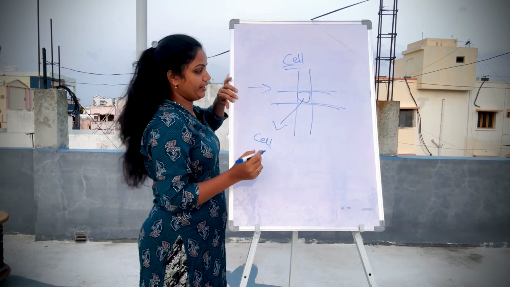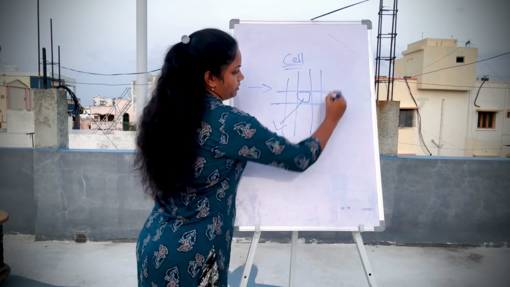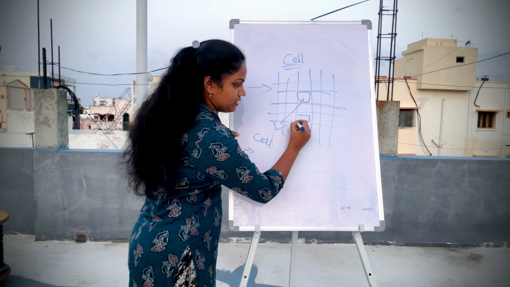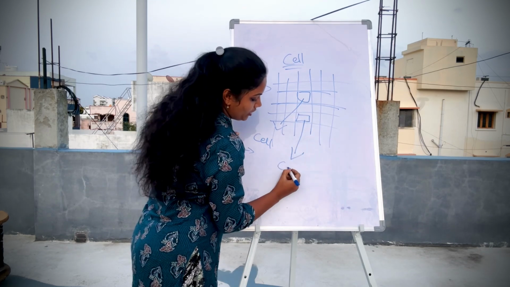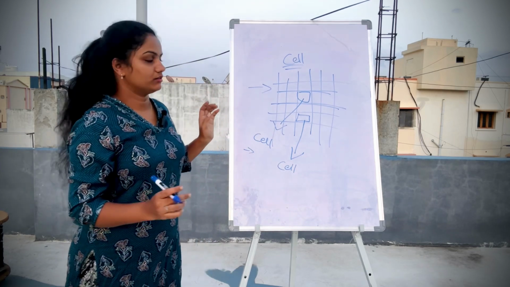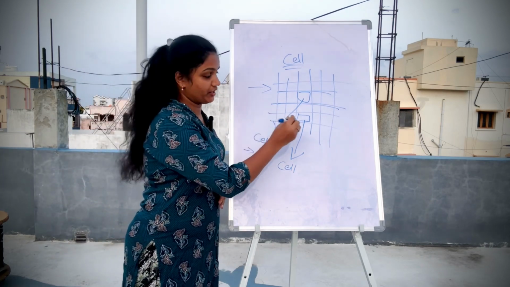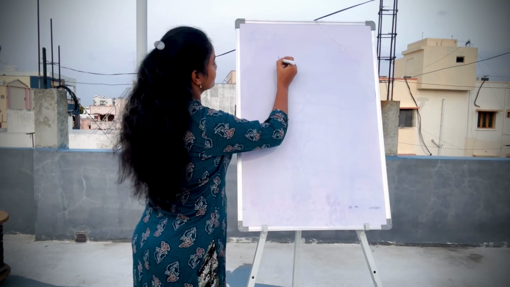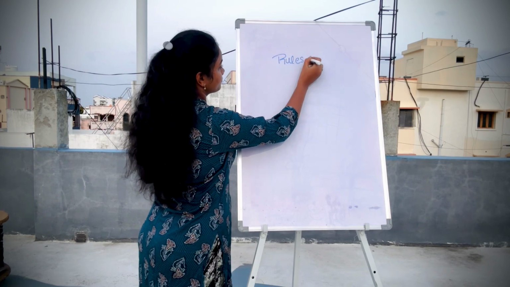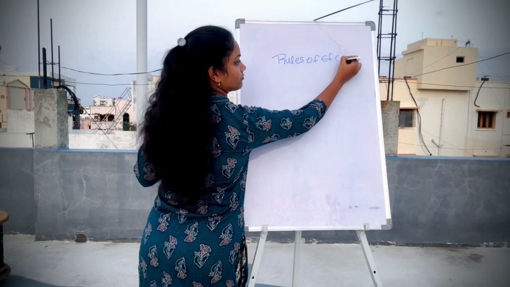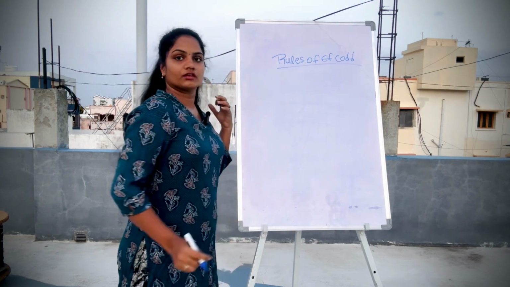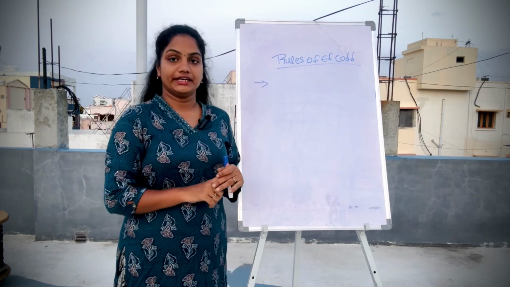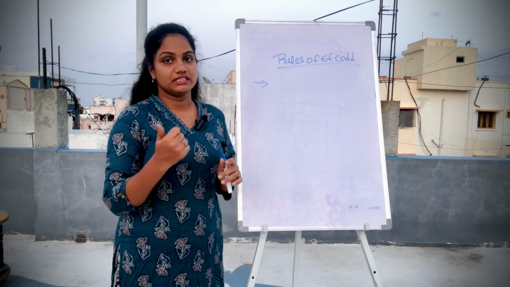This is the first point, and second point, in the table, the smallest unit of the table is known as cell. That is the second point. The smallest unit of the table is known as cell, and keep a heading as rules of EF Codd. Rule number 1: the data entered into the cell must be a single value.